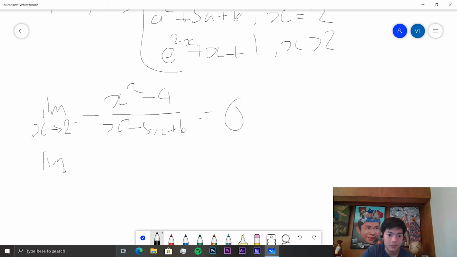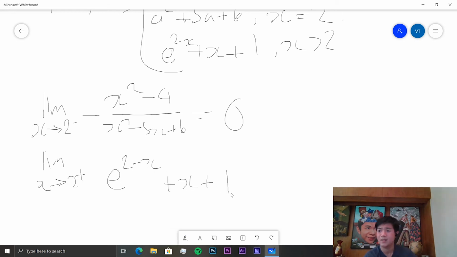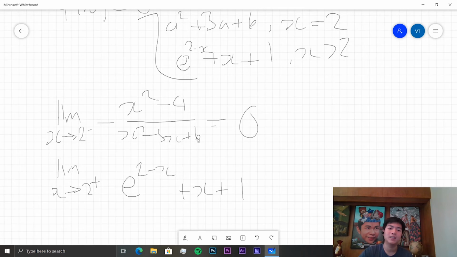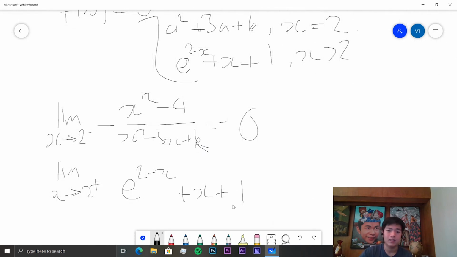So if it's from the other side, so if x is tending to 2 from the positive side, so we have e to the 2 minus x plus 1. I'm not happy because it's not tending to the same value from both sides. Okay, from this side, as x approaches 2, x squared minus 4 approaches 0. Oh, but this might tend to 0 too. So that's a trick question. Okay, never mind. Let's go back on that.